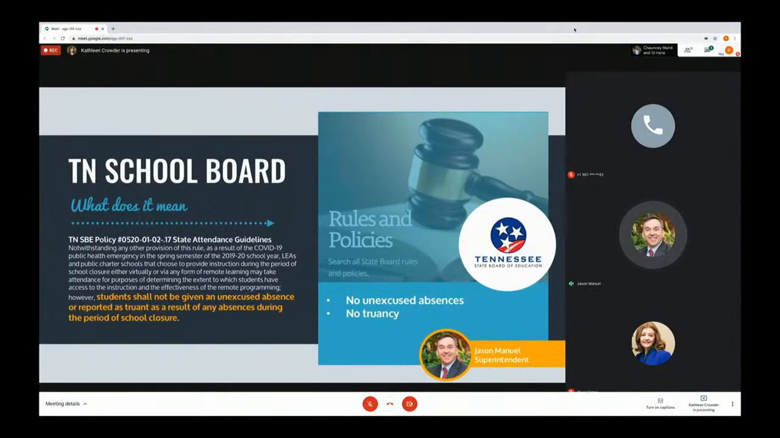Yes, I think this is for clarity for our community and also for the board. As far as our role as a public school in the state of Tennessee, I think it's helpful to understand some of the background of what we've experienced and why we need to waive these policies. So the first component is we are a public school in Tennessee. And as such, we are beholden to follow the Tennessee School Board policies.